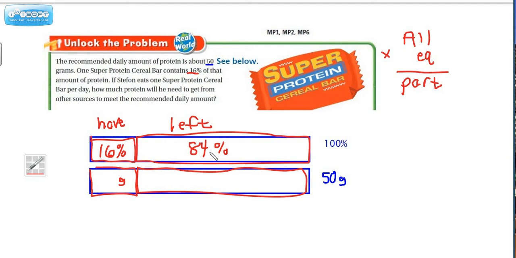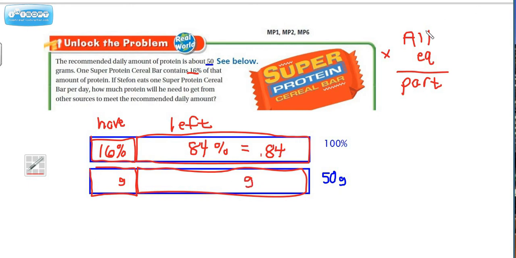If we convert this to a decimal, which is probably going to be our best option here, to change this into a decimal, remember percent means out of 100 or divide by 100. If we divide this by 100, we're going to move that decimal to the left, and that would be equal to 84 hundredths. All right, so now we just need to figure out how many grams.